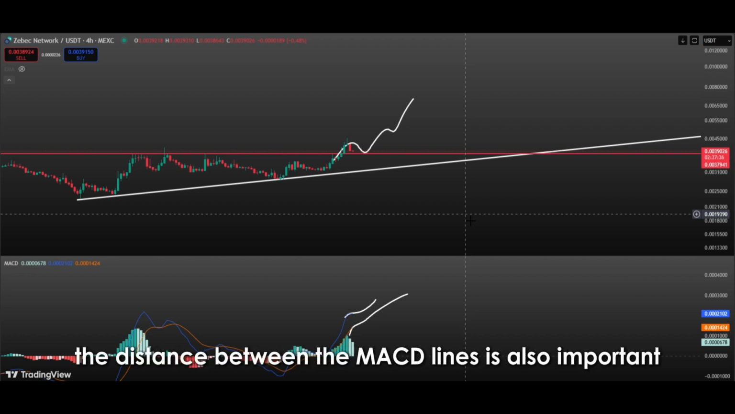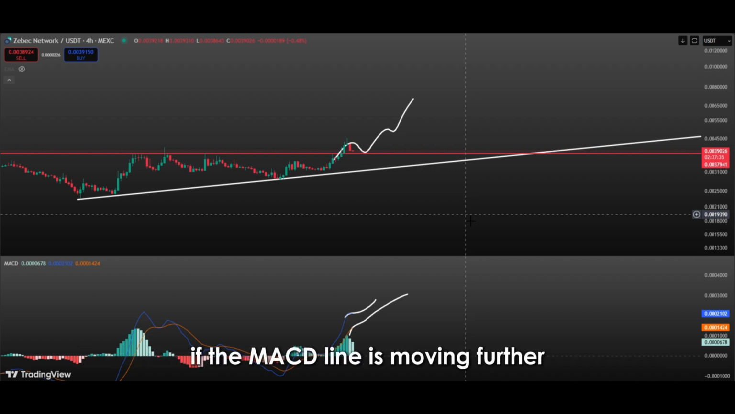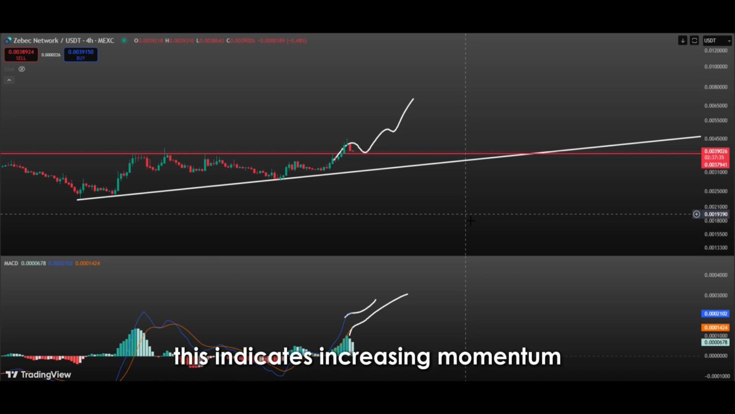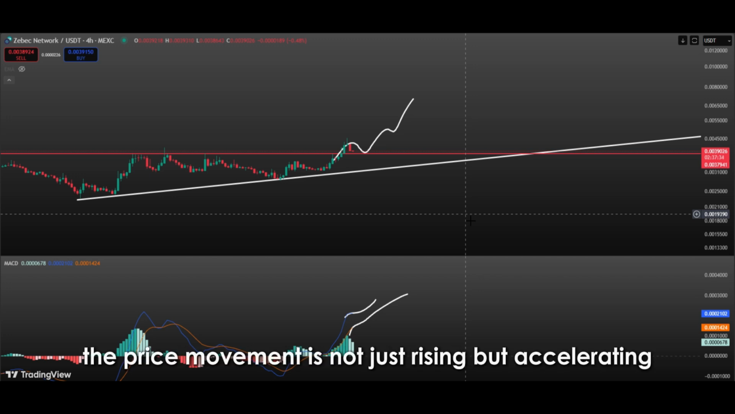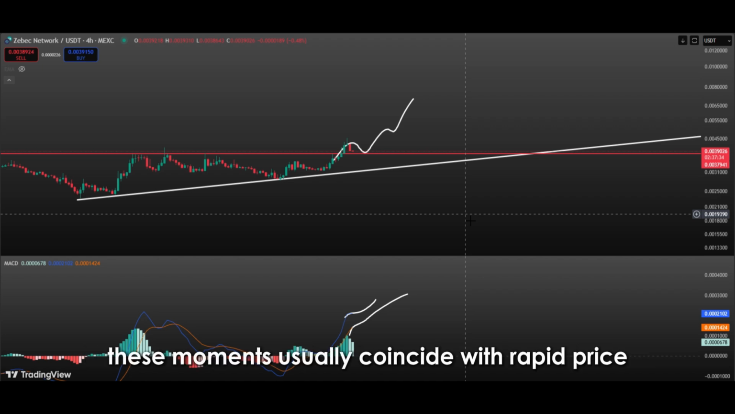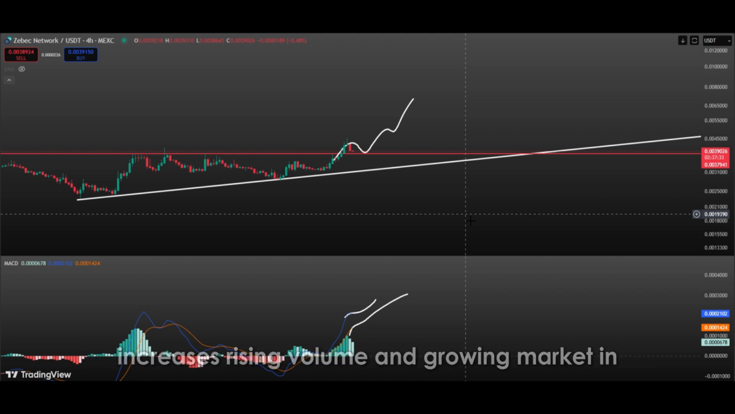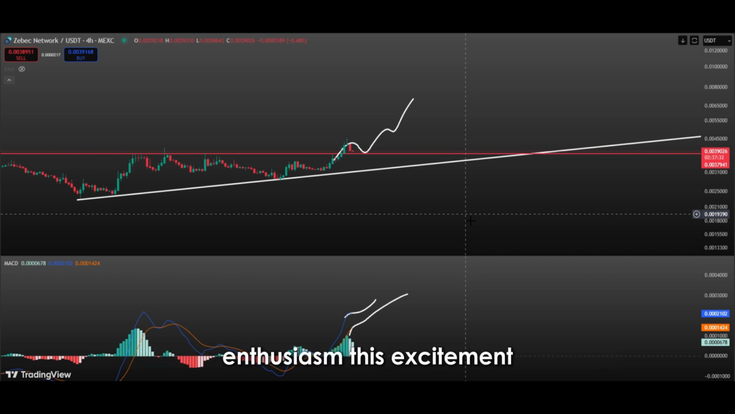Additionally, the distance between the MACD lines is also important. If the MACD line is moving further away from the signal line in an upward direction, this indicates increasing momentum. That is, the price movement is not just rising, but accelerating. These moments usually coincide with rapid price increases, rising volume, and growing market enthusiasm. This excitement boosts investor confidence and brings more energy into the market.